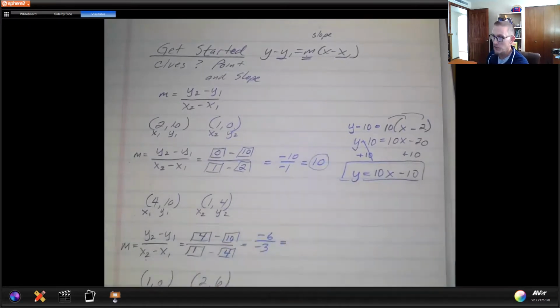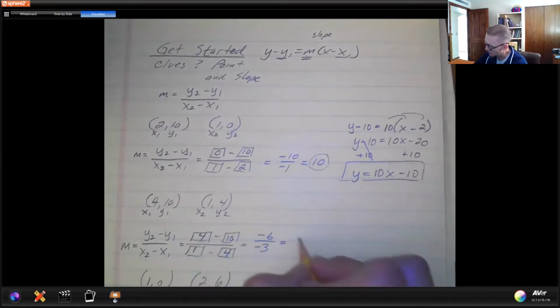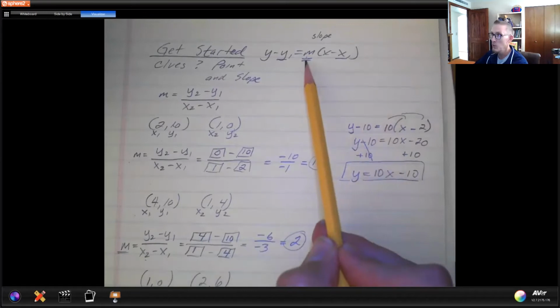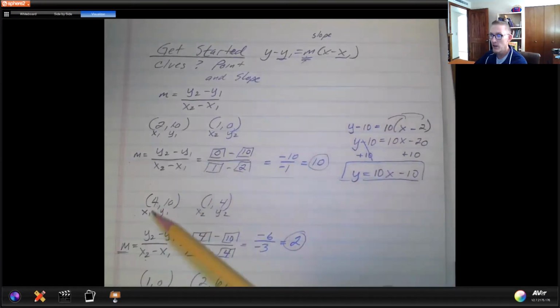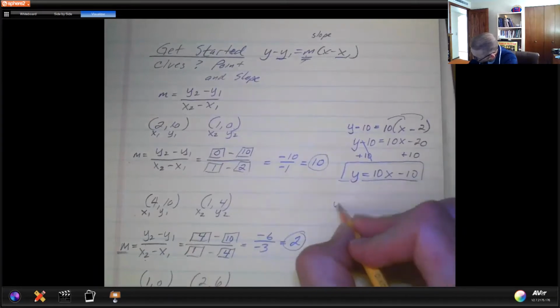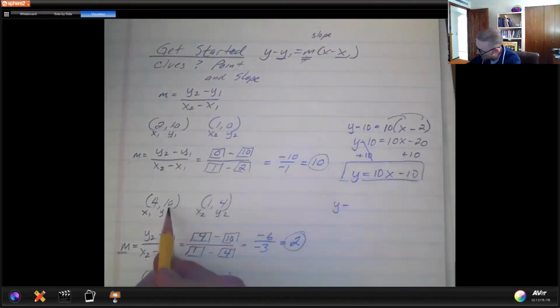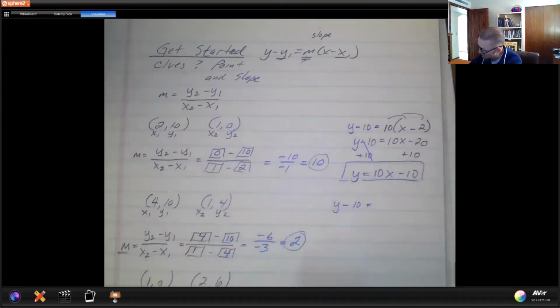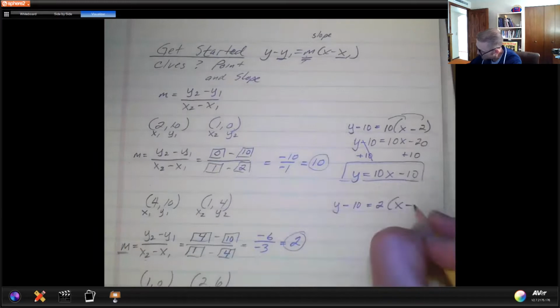Remember that two negatives in a fraction make a positive, and 6 over 3 reduces down to 2. So I found my slope. I found my m is 2. We're going to plug that into point slope for m. And then we already have our x1 and our y1. So we're going to plug in. It's going to be y minus y1, which is 10, equals m. And we found our m is 2. X minus x1. And the x1 is labeled right here as 4.